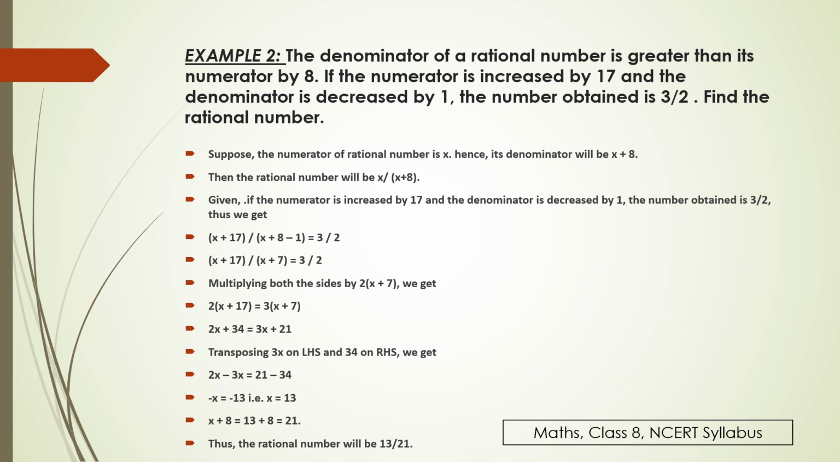Now by using the balancing method, we will multiply both sides of this equation by 2(x + 7). In this way, our equation will be 2(x + 17) = 3(x + 7). By solving this simple linear equation we get the value of x = 13. Thus, the rational number will be 13/21.